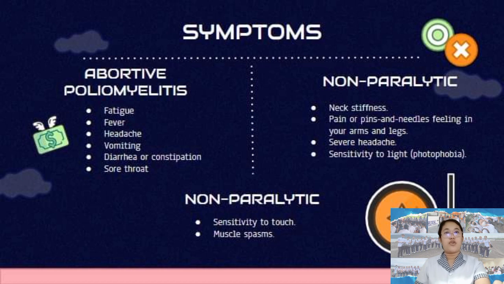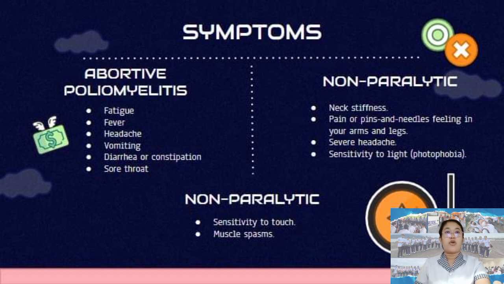But for those people who have symptoms, they mostly experience the mildest form, what we call abortive poliomyelitis, or either non-paralytic or paralytic symptoms. But first, we'll talk about the symptoms of abortive poliomyelitis. Abortive poliomyelitis symptoms are similar to many other illnesses. They start 3 to 7 days after getting infected and last a few days.